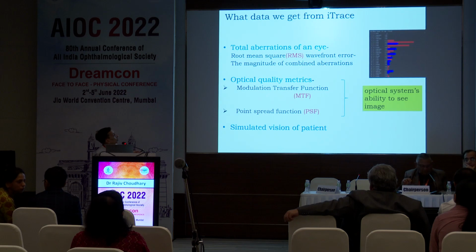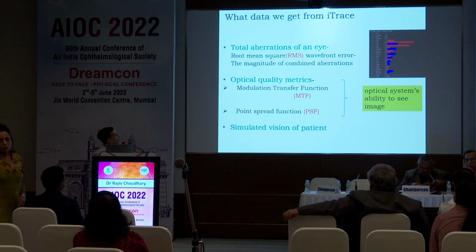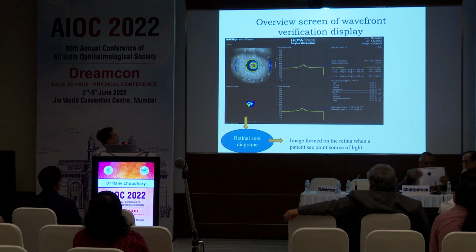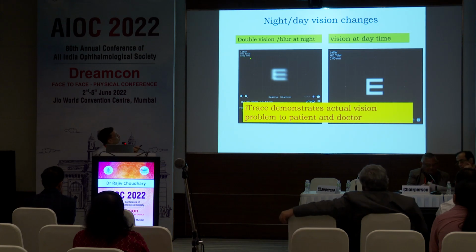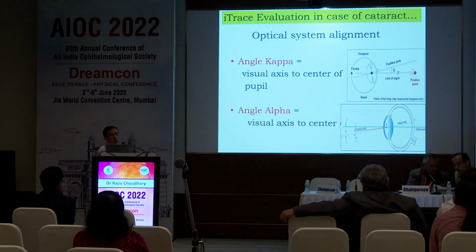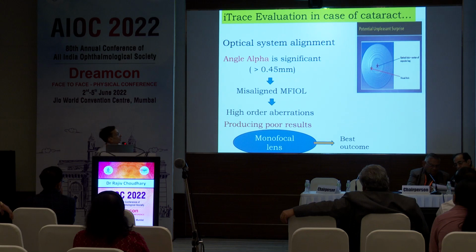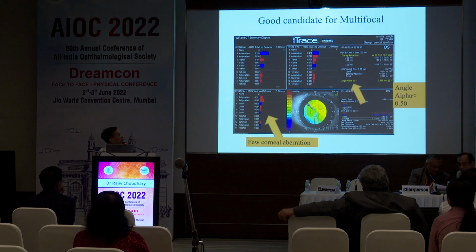So this is the total aberration. It can give optical quality metrics and it gives the simulated image. So these are the data you get: a retinal spot, how much a single spot makes, how your image is formed, with a dilated pupil of 5 mm. Eye trace demonstrates the actual vision problem the patient is having. It gives angle kappa, angle alpha, so you can identify a misaligned multifocal. So this is the option.